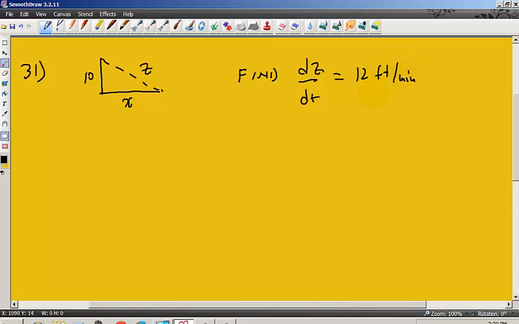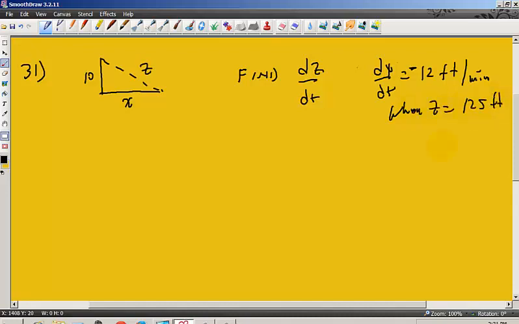They're saying if we want the boat to approach the dock at the rate of 12 feet per minute, that means they want me to find dz/dt when dx/dt is 12 feet per minute. So that will be negative because the x is going to get smaller. At the instant when 125 feet of the rope is out, when z is equal to 125 feet.